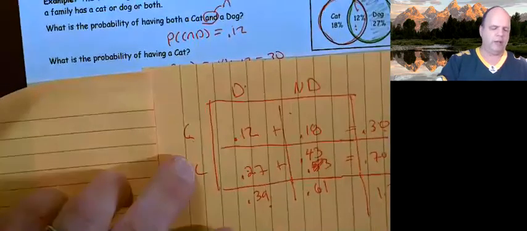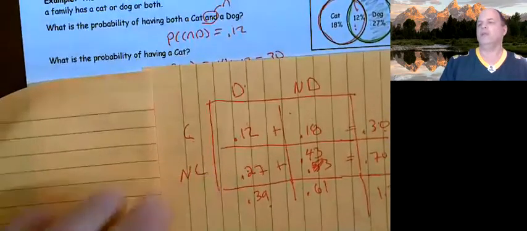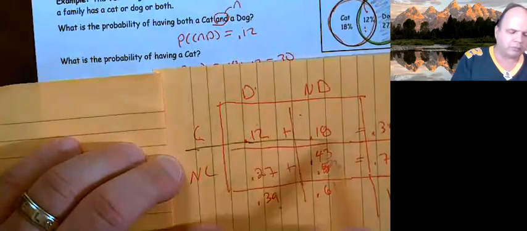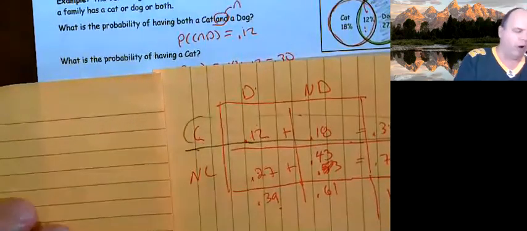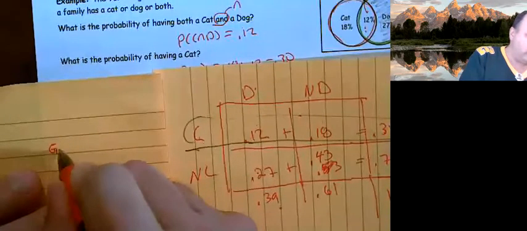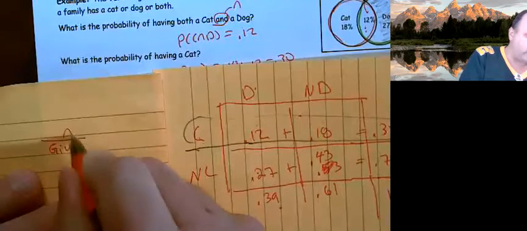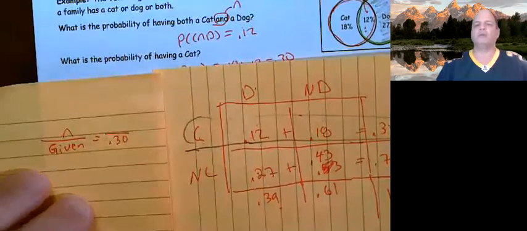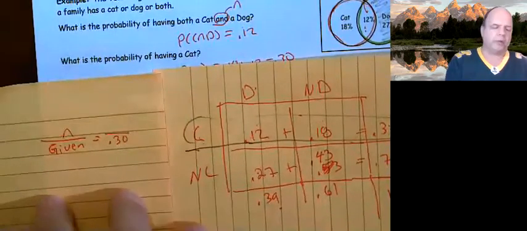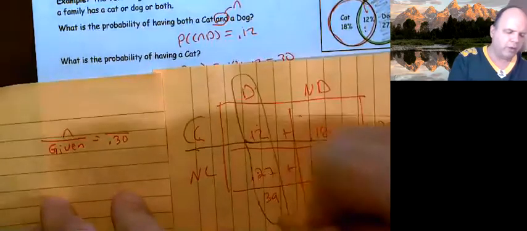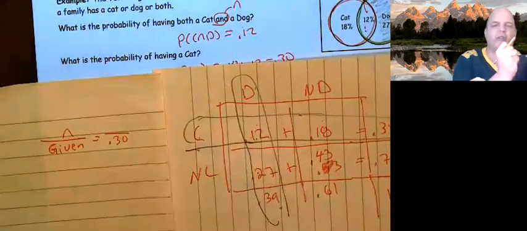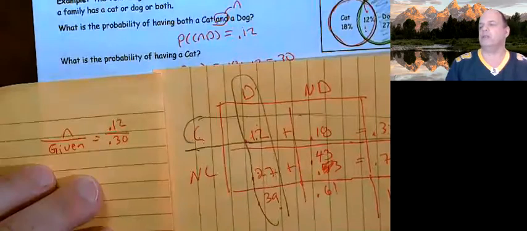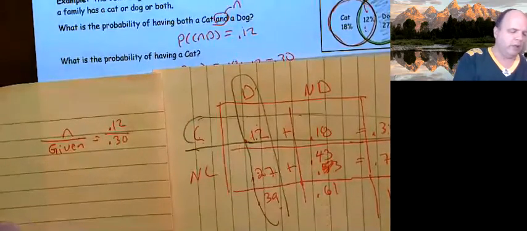All right. The next problem says, given someone has a cat. So now we're looking at the cat column. And given is always in the denominator. And anytime you have a given, you're going to have an intersection on top of it. So given a cat, which is 0.30, what's the probability they have a dog? There's my intersection, and the reason I call that an intersection is because that's where it looks like they cross, like a street. So this is 0.12 over 0.3. All right? So that's one of them.